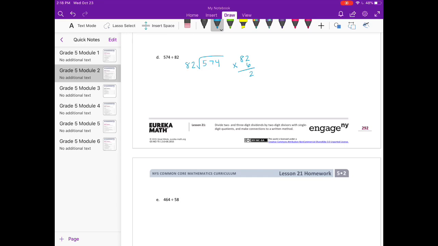6 times 2 is 12, carry the 1. 6 times 8 is 48, plus 1 is 49. So we get 492. I'm going to see if I can add another group of 82. Oh, we get exactly 574. So it could go in 6 times, plus I added another one, so that would give us 7 times. There's no remainder, so our answer is just 7. Our check would be 82 times 7 equals 574.